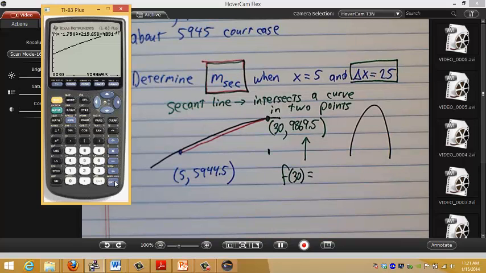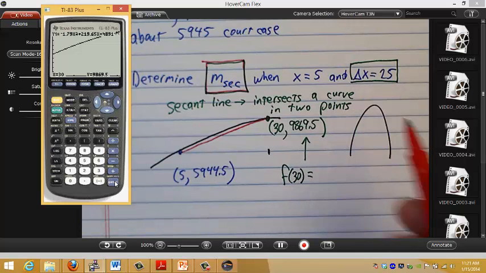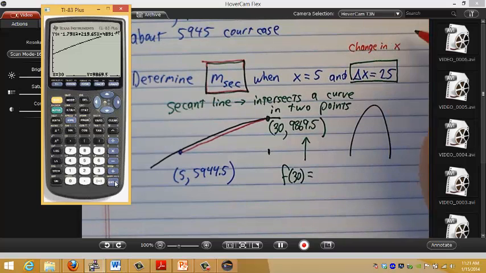Go ahead. Why did you choose 30 again? Well, they told me delta x is 25. Oh, that's okay, my change in x. Got it. As a matter of fact, I'm about to explain it, I think, very carefully.